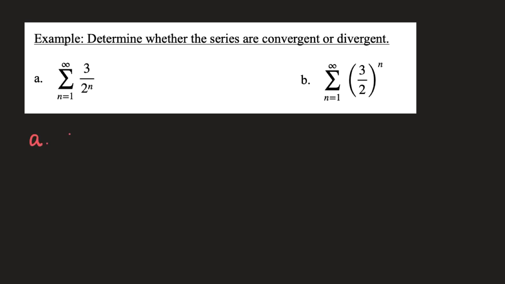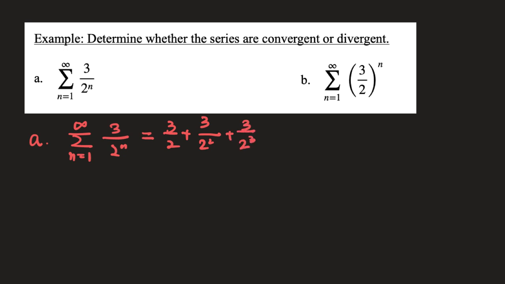Okay, this one is a summation n equal 1 to infinity of (3/2)^n. You have no idea if this series is going to be a geometric series or not. You're going to expand this series here. So n equal 1, 3 over 2. N equal 2, (3/2) squared. N equal 3, (3/2) cubed.